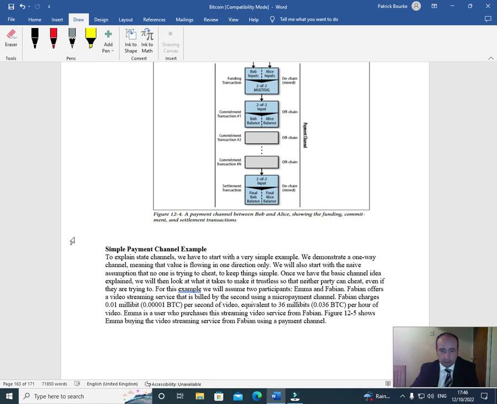Fabian offers a video streaming service that is billed by the second using the micro payment channel. Fabian charges 0.01 millibit, 0.00001 BTC per second of video, equivalent to 36 millibits, 0.036 BTC per hour of video. Emma is a user who purchases this streaming video service from Fabian. Figure 12.5 shows Emma buying the video streaming service from Fabian using a payment channel.